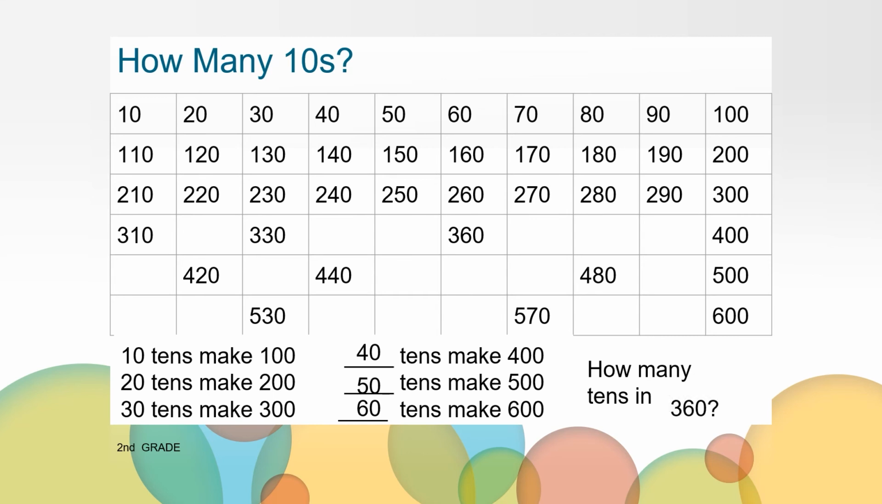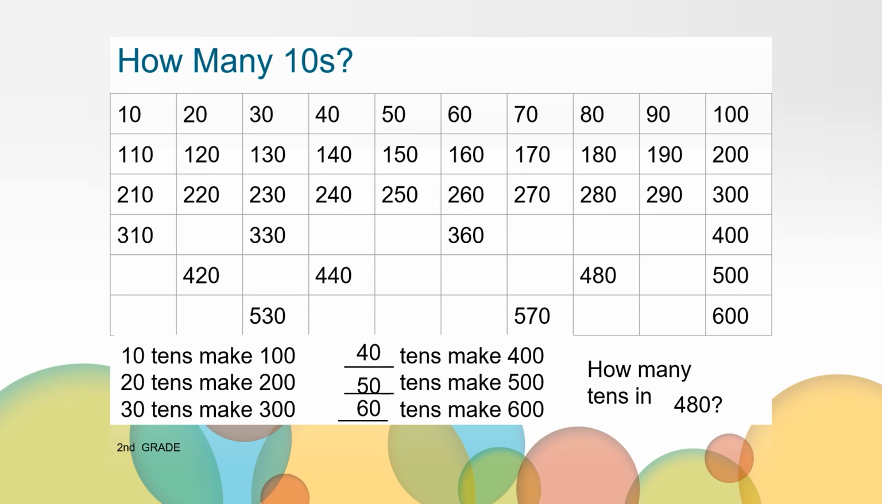How many tens in 360? There are 36 tens in 360. How many tens in 420? There are 42 tens in 420. Are you finding a pattern? The number of tens is the same as the first 2 digits in our 3-digit numbers.